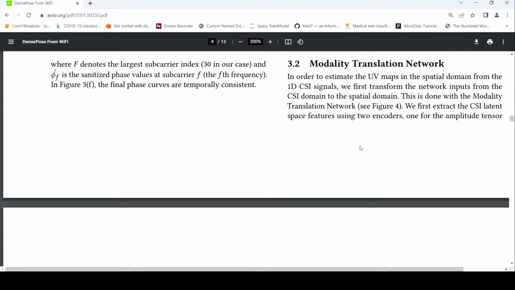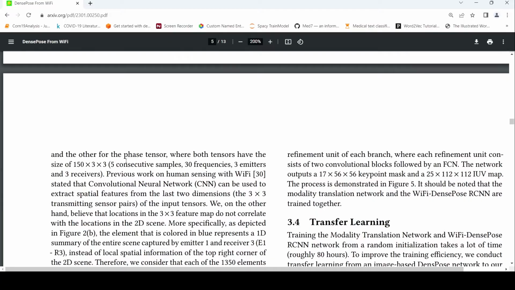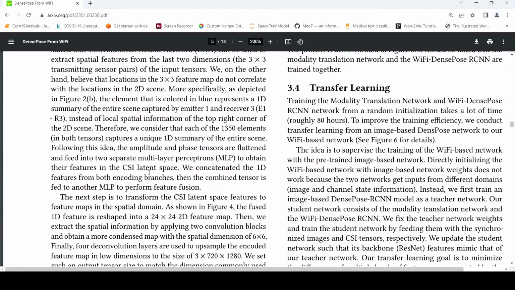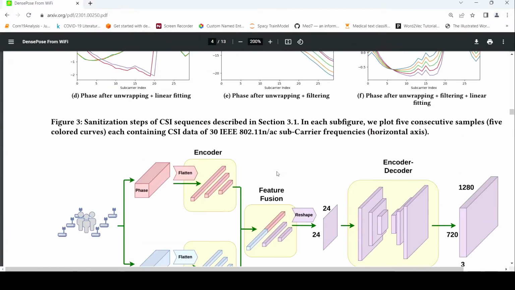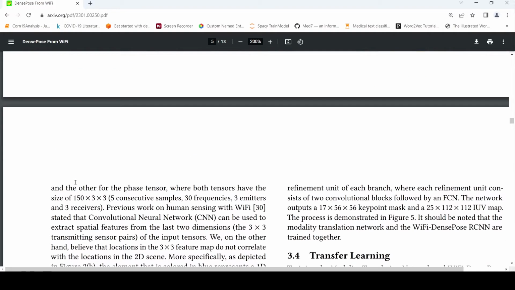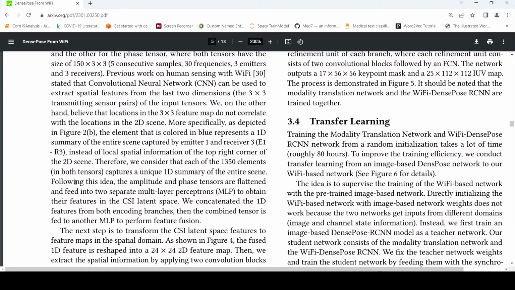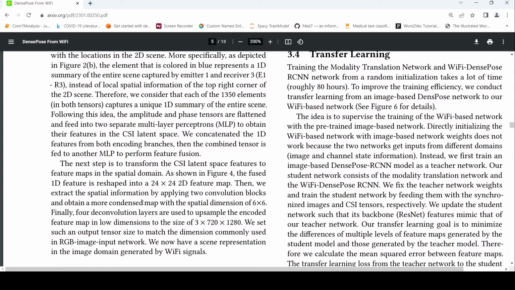There are 2 encoders, one for the amplitude tensor and the other for the phase tensor, which take this particular input, 150x3x3: 5 consecutive samples, 30 frequencies, 3 emitters and 3 receivers. From that, they transform it into CSI latent space features, which is what happens over here. And using an encoder decoder, they convert this into image domain kind of features. So that is the detail given over here.